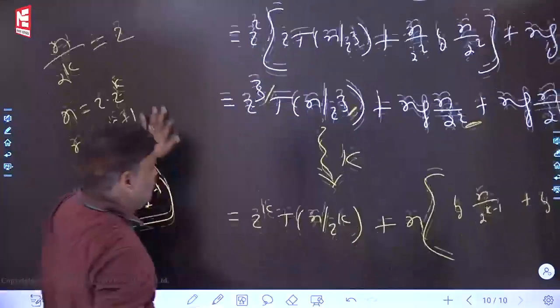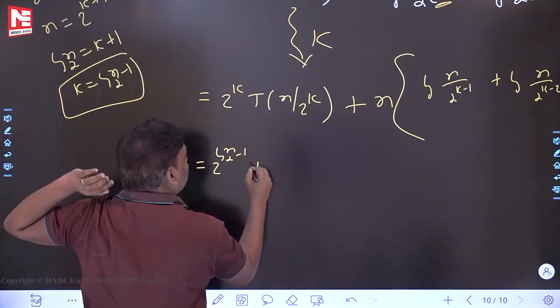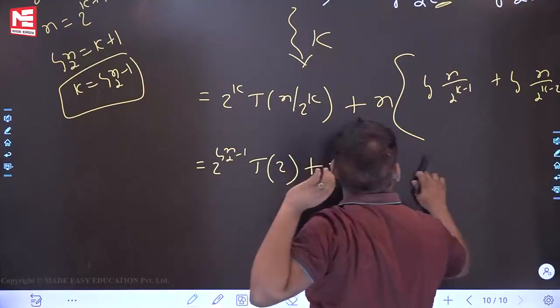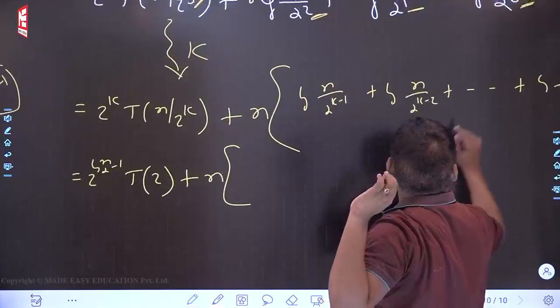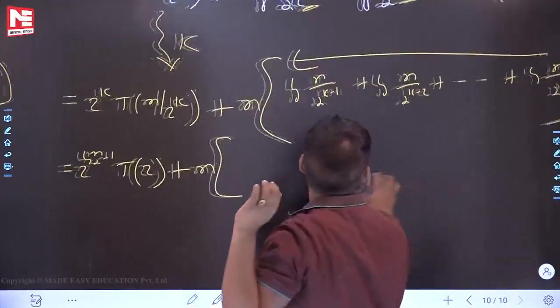Replace now the k value by log n base 2. It becomes 2 power log n base 2 minus 1, it is the T of 2 plus n into, right? This series, if you want, you can write in the reverse order also. Whatever is convenient you can do, so let me do it in the reverse order.